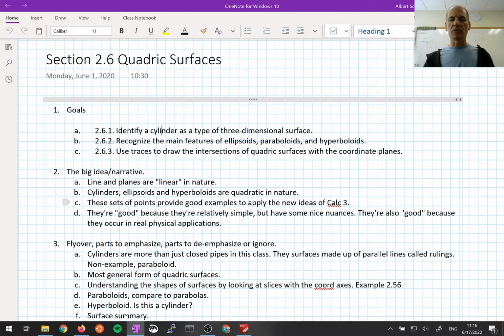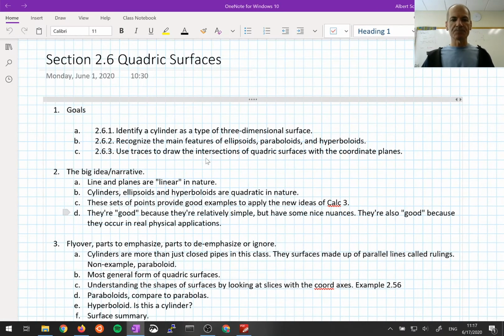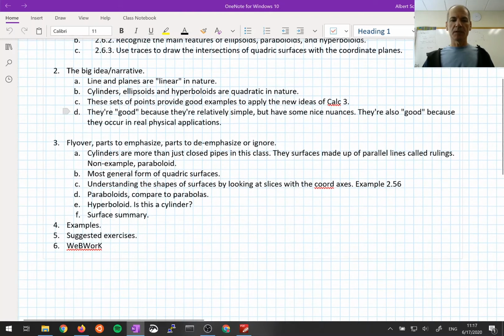Lines and planes are sort of linear in nature, and quadric surfaces, due to the presence of these square terms, are what we call quadratic. They have these quadratic terms in them, quadric surfaces. That's where the name comes from. And as I mentioned, they're good examples because they're simple and they come up a lot in application.